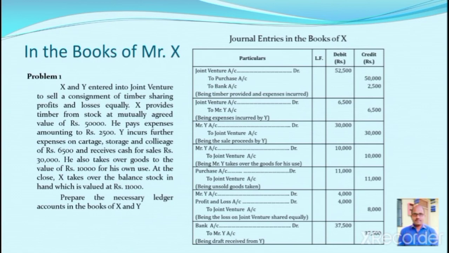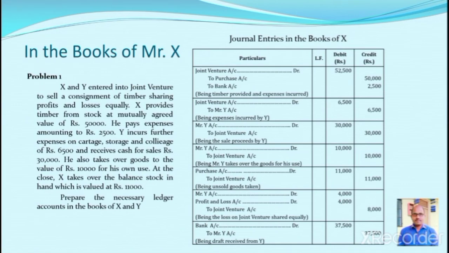Next entry is for the goods taken over by Mr. X. Mr. X also takes over the goods worth rupees 11,000. So the entry is purchase account debit to joint venture account, 11,000. So after closing the joint venture account, we are left with an 8,000 debit balance. So that is treated as loss.